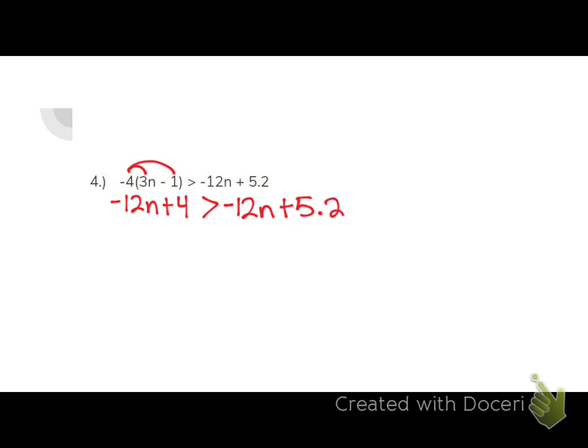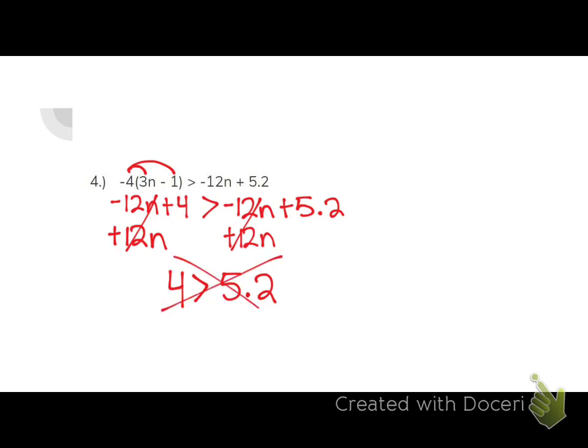I want all my variables to be on which side? The left. Good. Jermila said we'd add the 12n. I agree. Yes, the variables will all cancel out again. What are we left with when that happens? Okay, we're left with 4 is greater than 5.2. Do we agree with what's left? No. We should not agree with 4 is greater than 5.2.